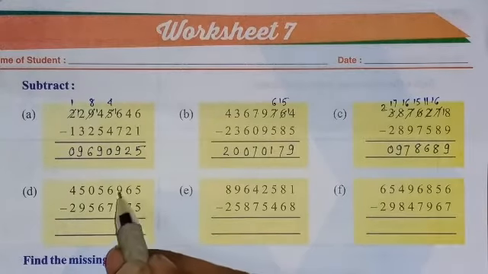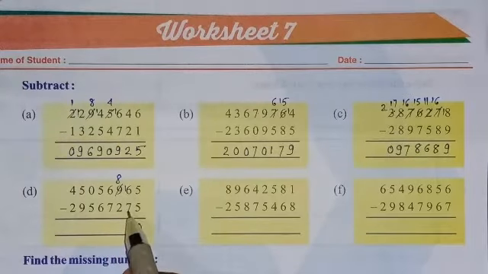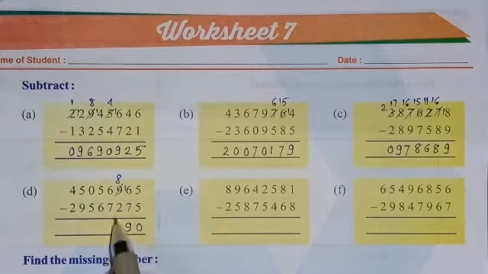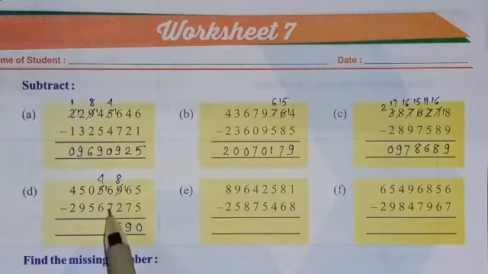6 minus 7, not possible. So this one will be 8 and this will be 16. 16 minus 7, 9. 8 minus 2, 6. 6 minus 7, not possible. Borrow from this digit. This one will be 4 and here will be 16. 16 minus 7, 9. 4 minus 6, not possible.